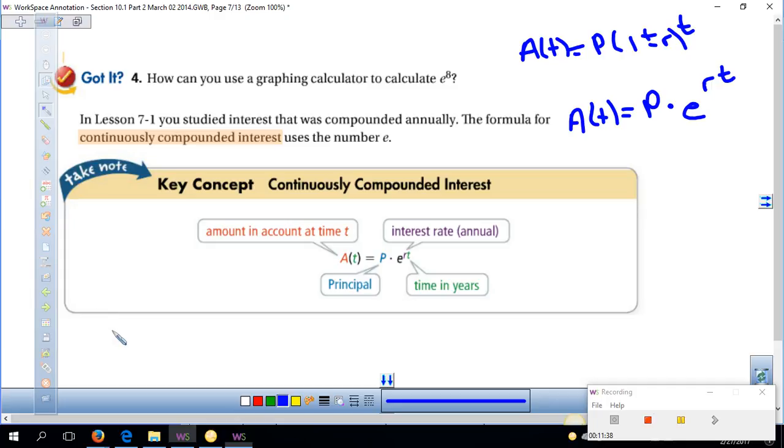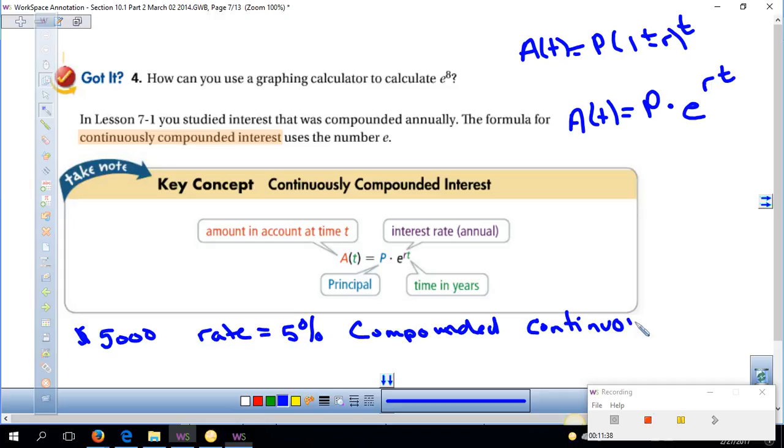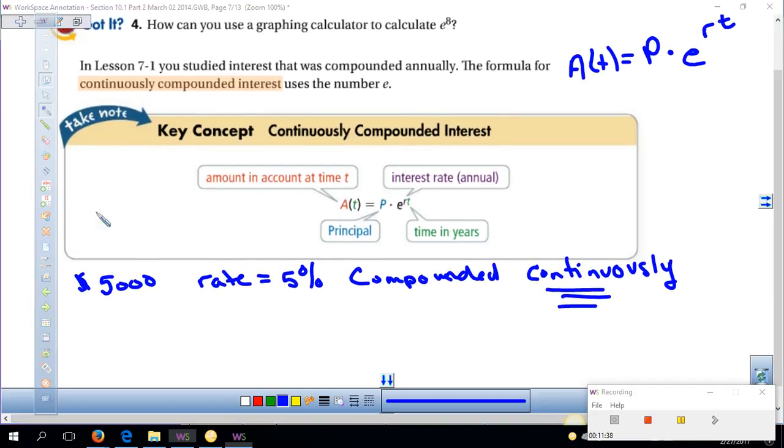So if we had $5,000 invested into a bank at an interest rate of 5%, compounded continuously. The key word you have to look for to use this equation is continuously. That's when you use Pert. I want to know how much I would have after 10 years.